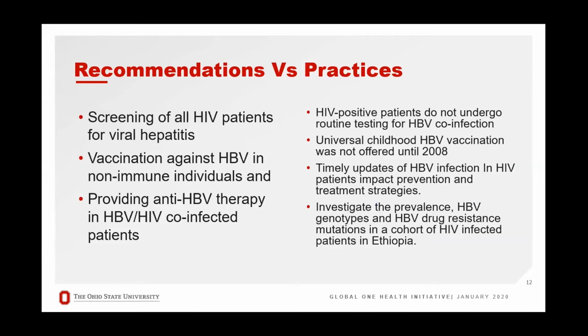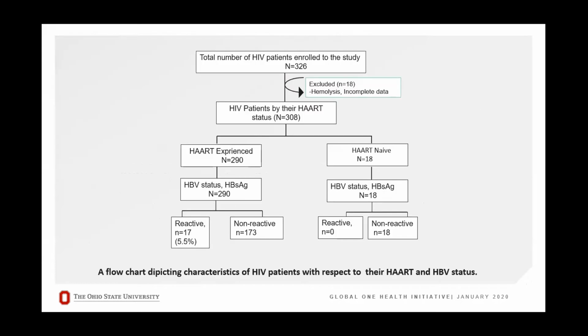However, in Ethiopia, HIV positive patients do not undergo routine testing for Hepatitis B virus co-infection, and universal childhood Hepatitis B virus vaccination was not offered until 2008. Therefore, a timely update on Hepatitis B virus infection in HIV patients would impact prevention and treatment strategies in Ethiopia, and so we investigated the prevalence of Hepatitis B virus genotypes and Hepatitis B virus drug resistance mutations in a cohort of HIV infected patients in Ethiopia.